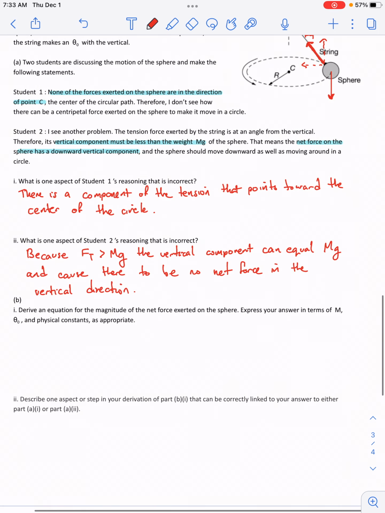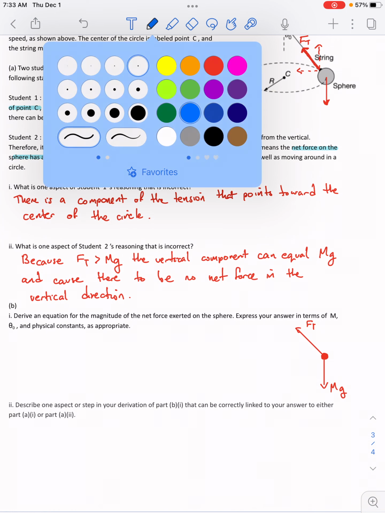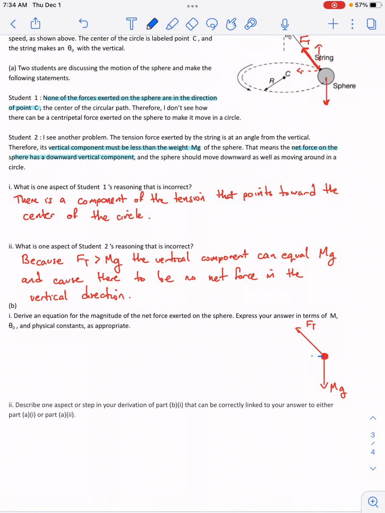All right. For B, derive an equation for the magnitude of the net force exerted on the sphere. Express your answer in terms of m, theta, and physical constants as appropriate. So you know what the net force is, right? Looking back at the forces that we drew, we have the tension Ft like this, and then we have mg pointing downwards. Then there are the components of tension: the one that points in this direction would be Ft in the x direction, and this would be Ft in the y direction.